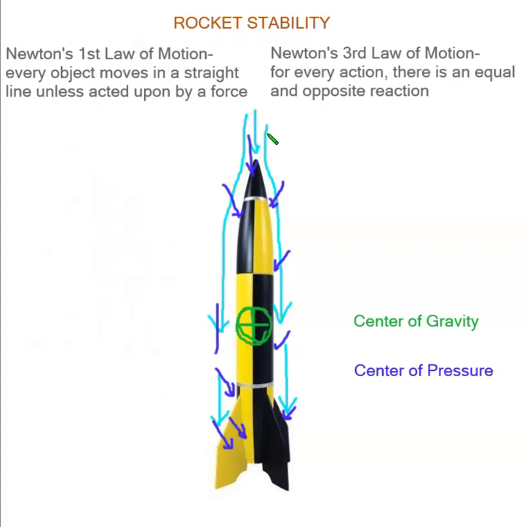The average location of all of these forces on the rocket from the passing air, we call that the center of pressure. Let's go ahead and draw the center of pressure symbol here, which is typically a circle with a dot in the center. So in order for a rocket to remain stable in flight, the center of gravity must be forward, or closer to the nose of the rocket. It must be forward of the center of pressure.